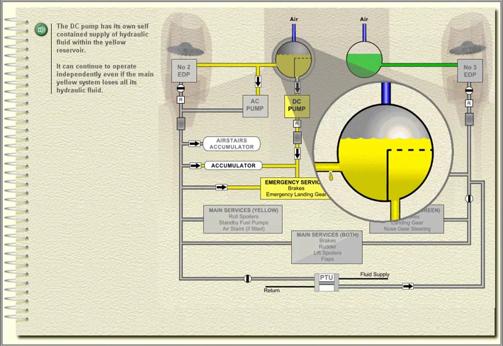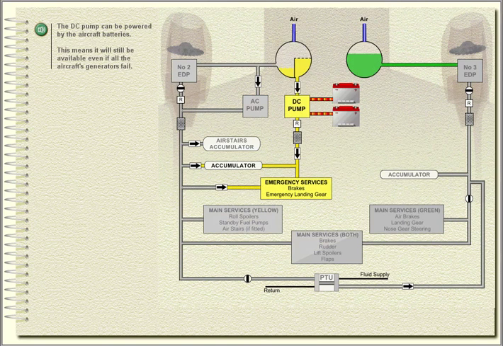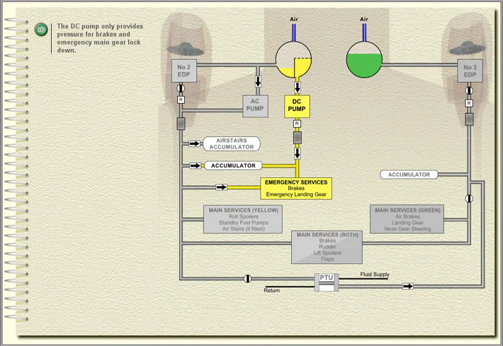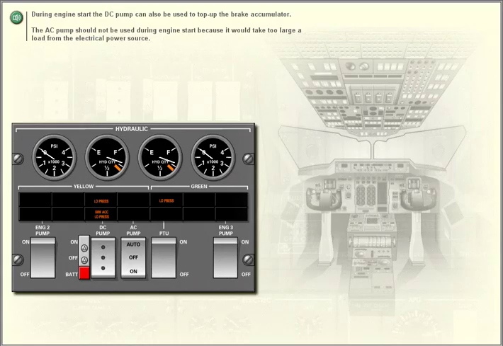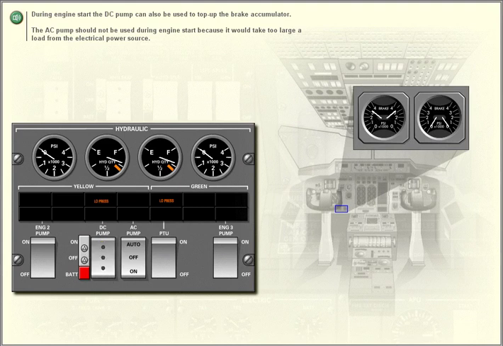The DC pump has its own self-contained supply of hydraulic fluid within the yellow reservoir. It can continue to operate independently, even if the main yellow system loses all its hydraulic fluid. The DC pump can be powered by the aircraft batteries. This means it will still be available even if all the aircraft's generators fail. The DC pump only provides pressure for brakes and emergency main gear lockdown. During engine start, the DC pump can also be used to top up the brake accumulator. The AC pump should not be used during engine start because it would take too large a load from the electrical power source.